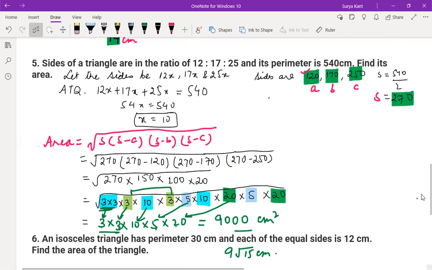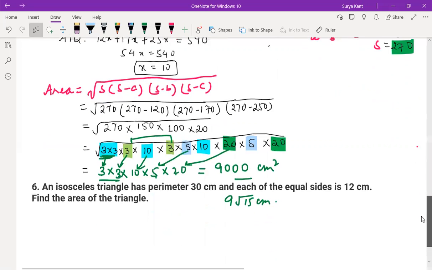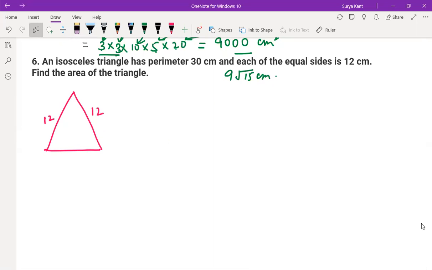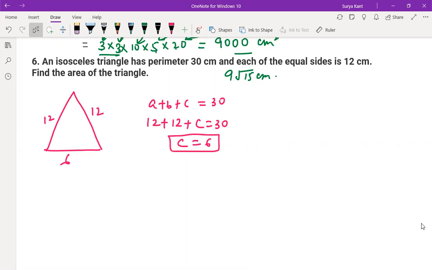Okay. Then an isosceles triangle has perimeter 30 centimeter. So equal sides they are saying this is 12, this is 12. And total A plus B plus C is equal to 30. It means 12 plus 12 plus C is equal to 30. C is equal to 6. This we got, 6 centimeter.